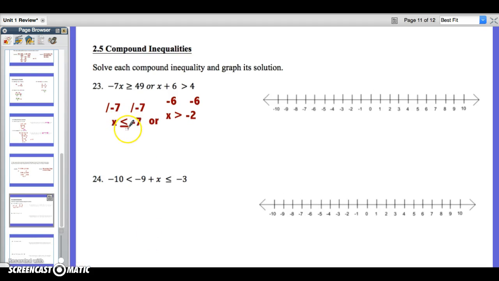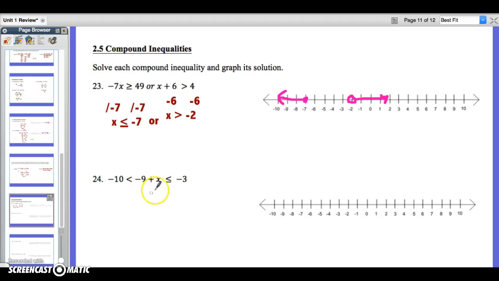Because it has this equal to symbol underneath here, I'm going to put a filled in dot at negative 7. So negative 7 has a filled in dot, and it's saying x is less than or equal to that. So my arrow is going to be going towards numbers that are less than negative 7. Okay, then we say, or x is greater than negative 2. Since it's just greater than, the negative 2 is not included, so I'm going to have an open dot at negative 2, and then it's pointing to things that are greater than that term. Okay. Whew.